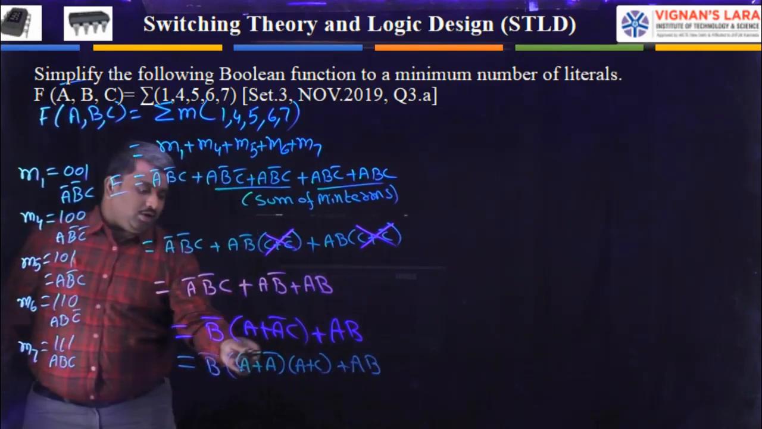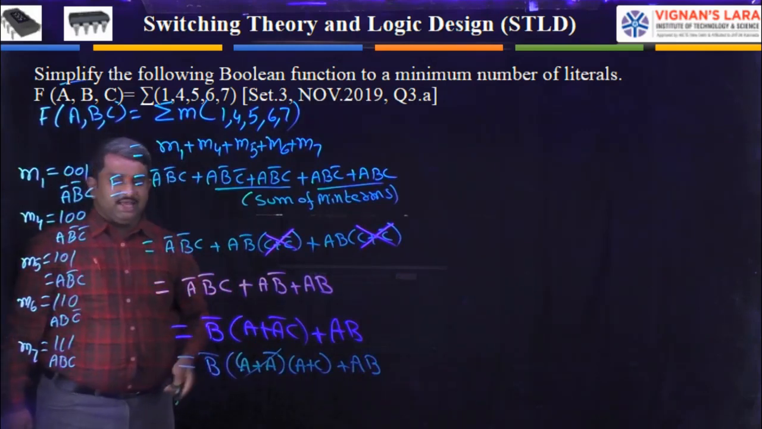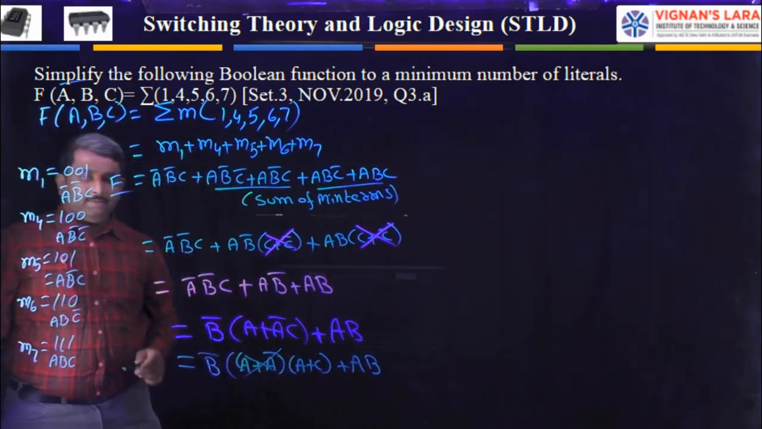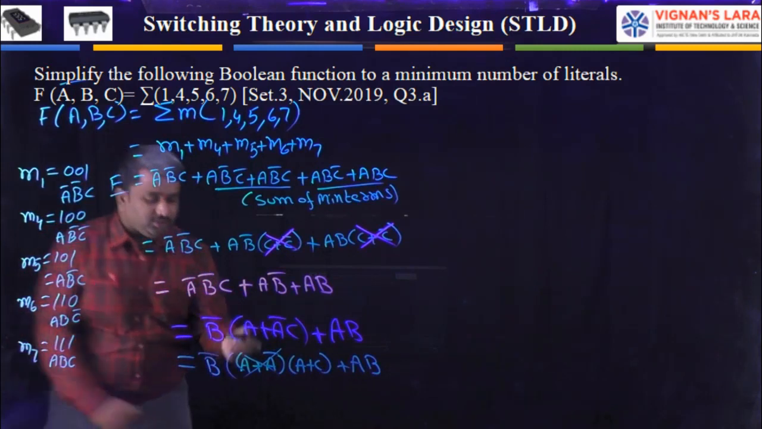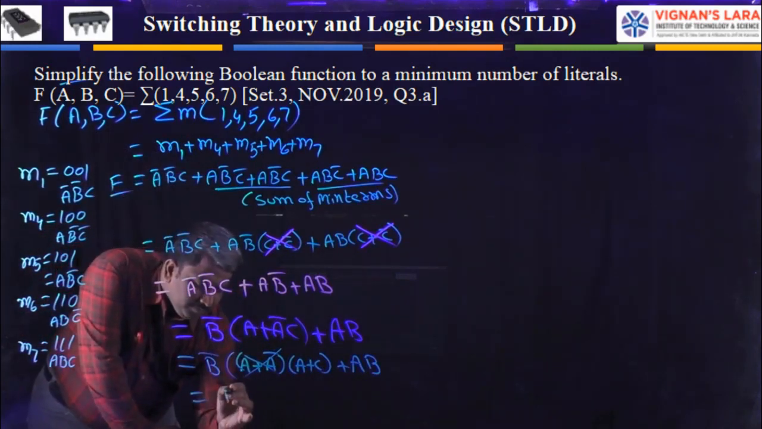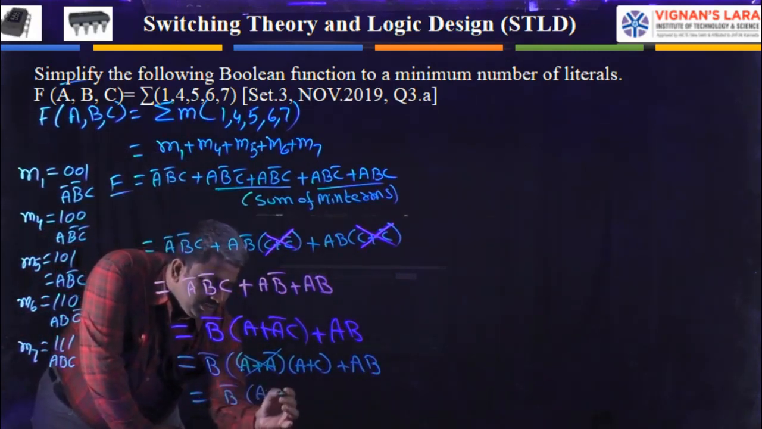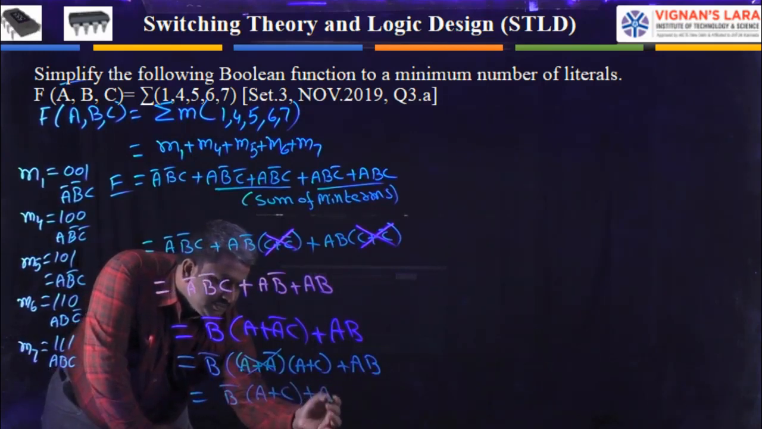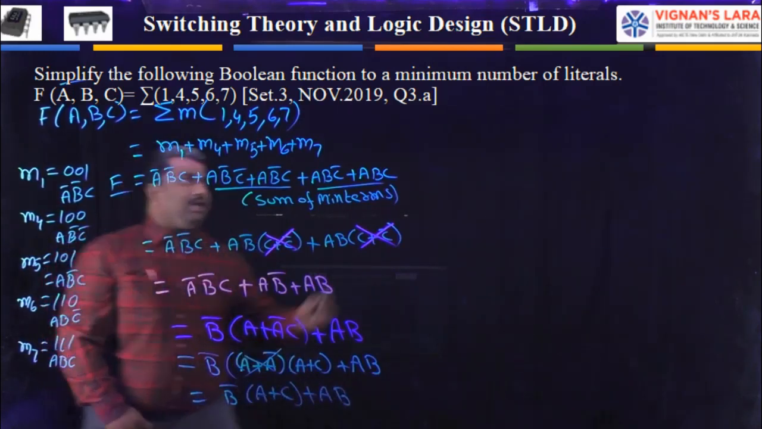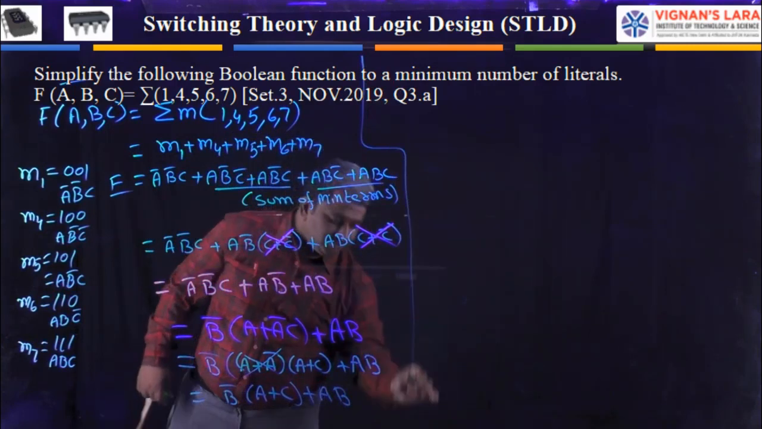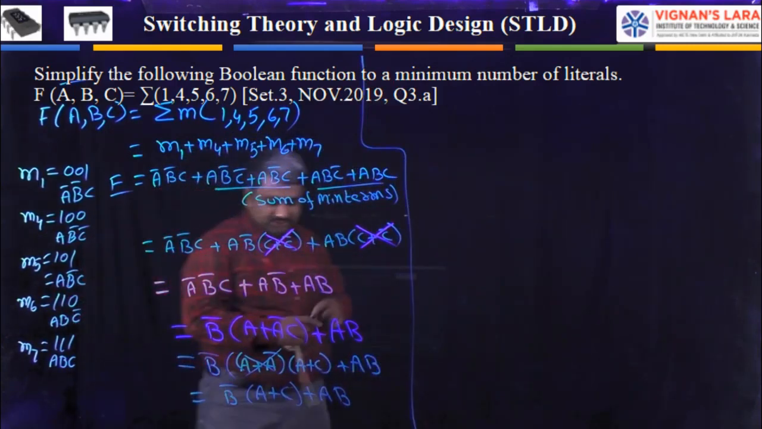Here I got a plus a bar, and I am making this one cancel, since a plus a bar is equal to 1 into anything. So finally b bar into a plus c, plus ab. This is the finalized function. This is the simplified function.